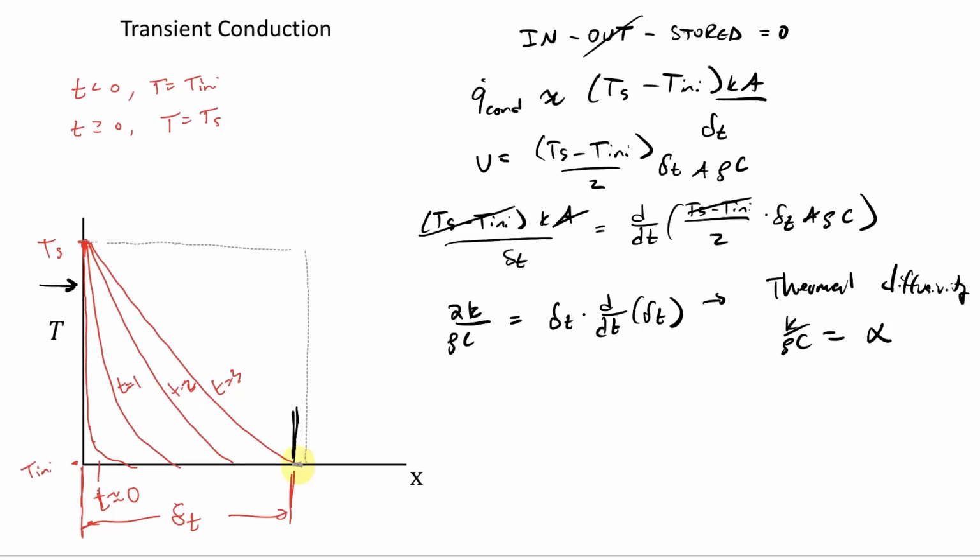Okay, so thermal diffusivity is a property of the material, but it's a combined property. It's saying that if you have a really high thermal diffusivity, that means conductivity is high relative to density and specific heat. That means heat is going to travel really fast in that body compared to if it was a low thermal diffusivity. Okay.